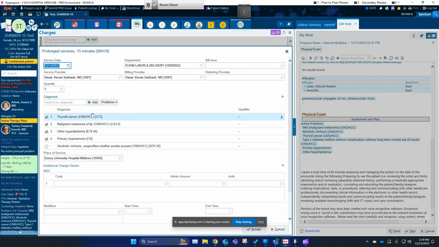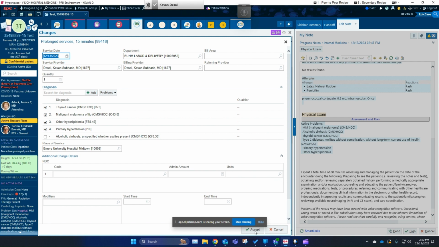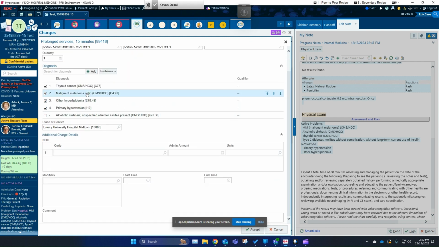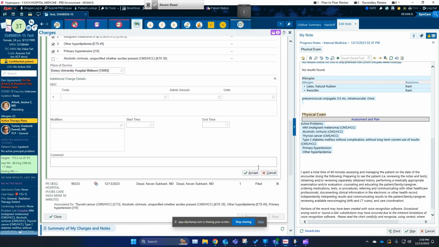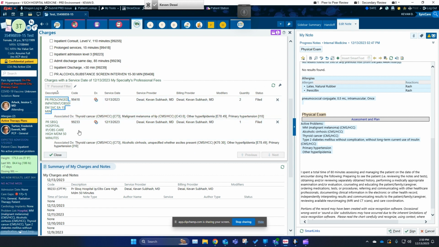and then I would just come back to the chart and input another 99418 to make it 2. Maybe I'll have to look at this and then I'll just do quantity. And I'll go up to 2 and then I will accept that. So now in these charges, I'll have a subsequent hospital visit, which is a 99233, up to 50 minutes. And then I'll have billed 2 of the prolonged services.